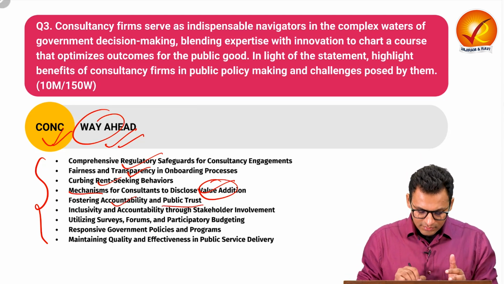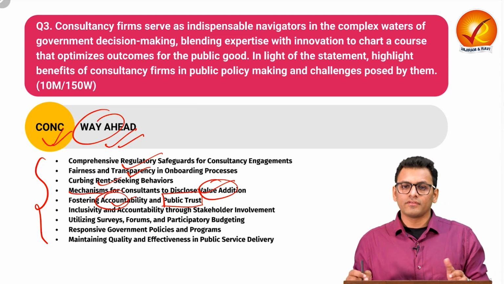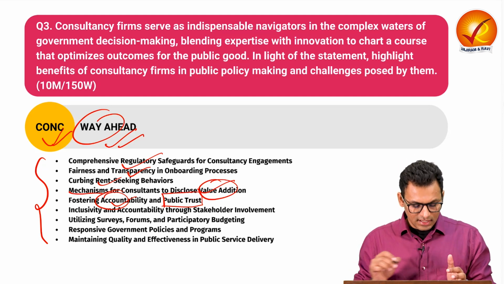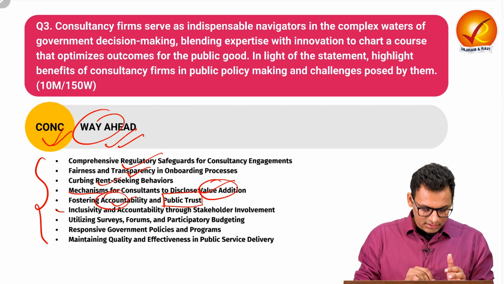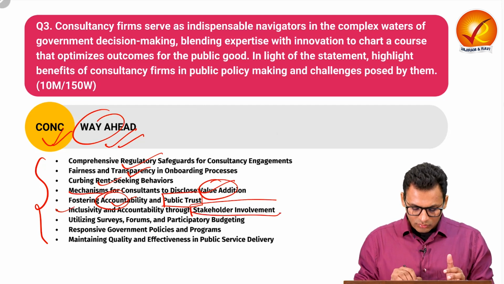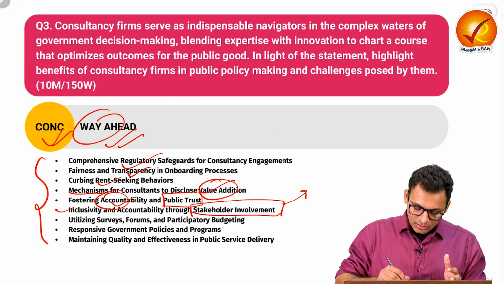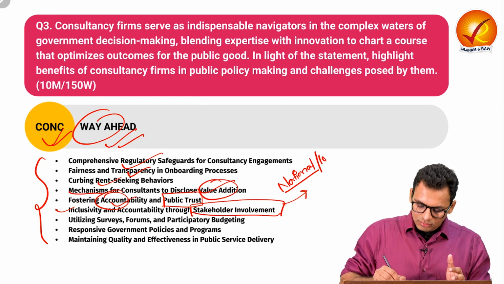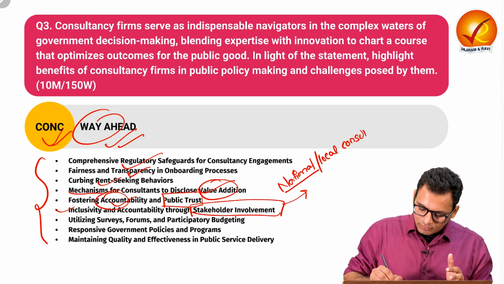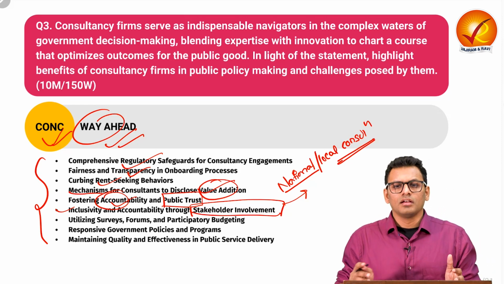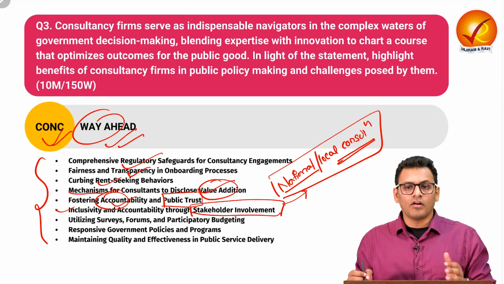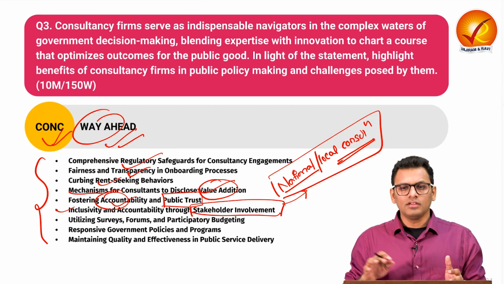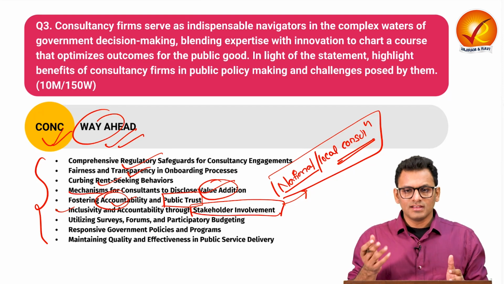Next is fostering accountability and public trust. Over here we are keeping certain kinds of structures through which the consultancy firm can also be held accountable for the advice as well as the implementation that they are doing. Then inclusivity and accountability through stakeholder involvement. Over here we are talking about encouraging national, as in local, consultancy such as Samagra, Satwa, right? So instead of relying on global consultancy such as McKinsey or Bain, we are talking about how we can rely on local consultancies, as in Satwa and Samagra.